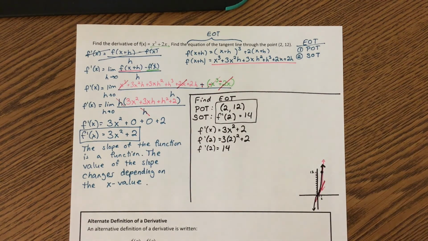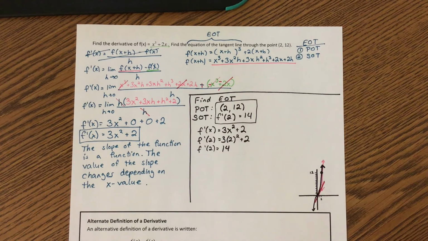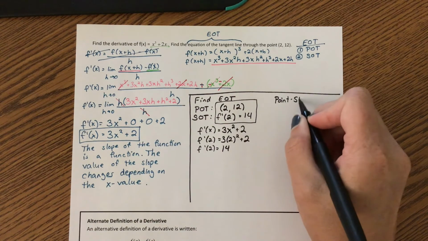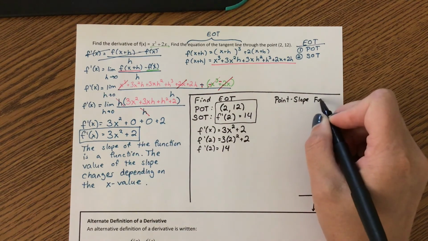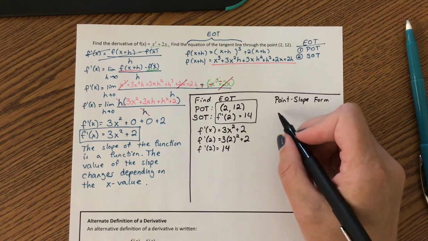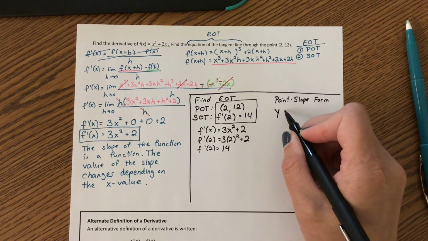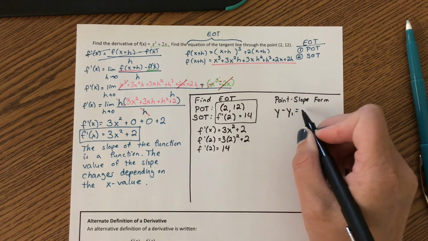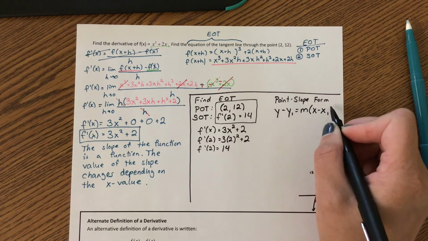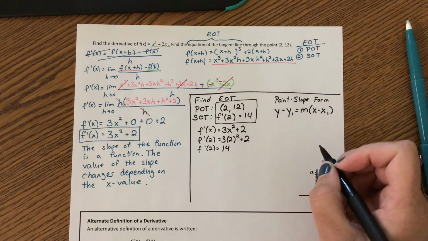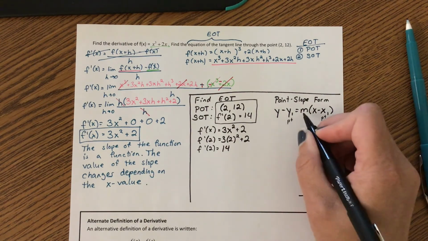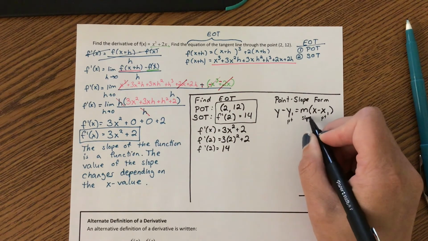Now, I'm going to introduce a formula that you guys have definitely used before. It is called point slope form. So instead of y equals mx plus b, this is point slope form. It's y minus y1 equals m times, parentheses, x minus x1. x1, y1 is your point, and m is the slope.